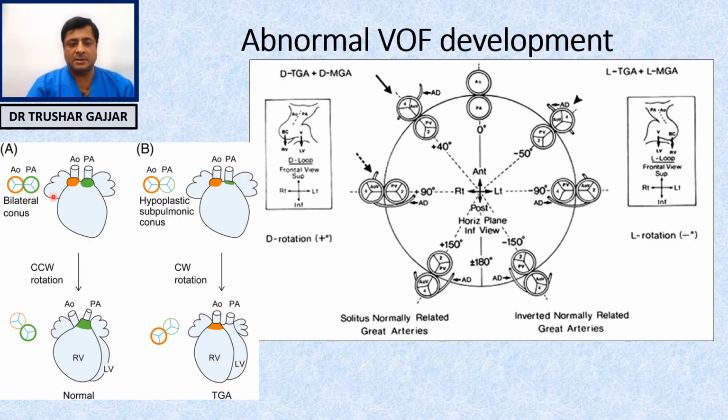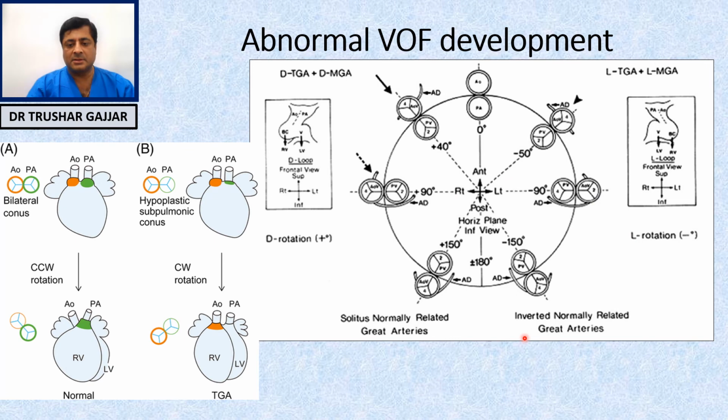Similar thing here, counterclockwise rotation for normal heart. Here you see the conuses are there. So subaortic conus disappears and there will be a counterclockwise looping. It will lead to the normal development of heart. Heart is a normal heart. But the subaortic conus persists, subpulmonic conus disappears, and there is a clockwise rotation, which leads to formation of TGA.